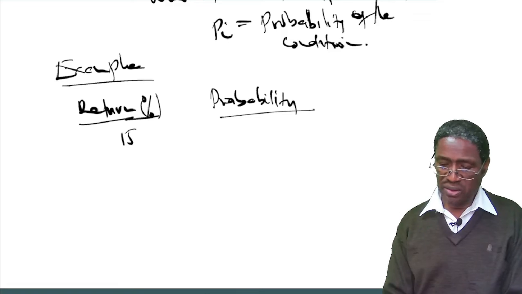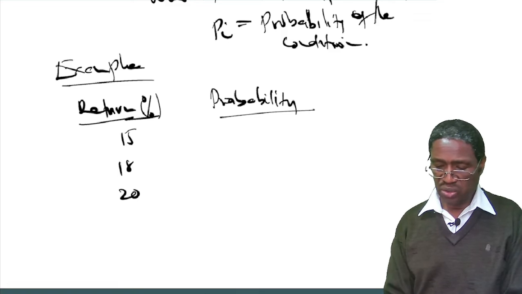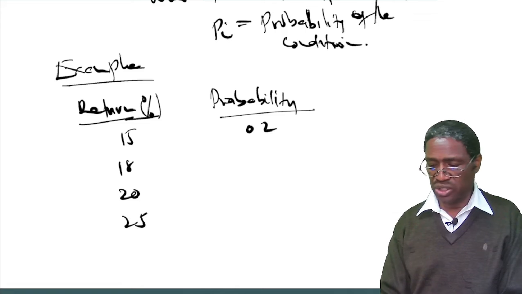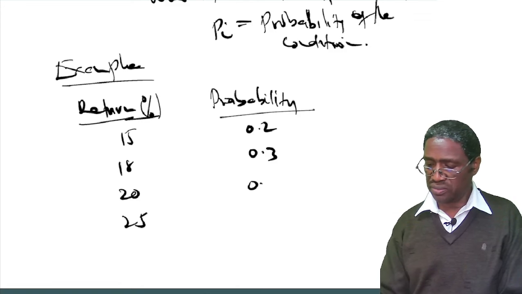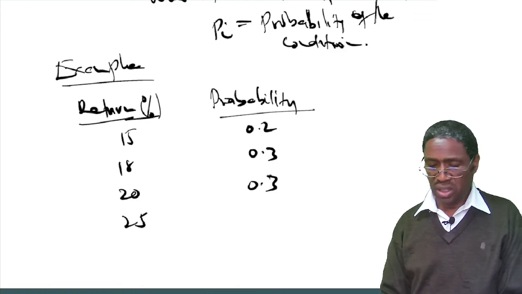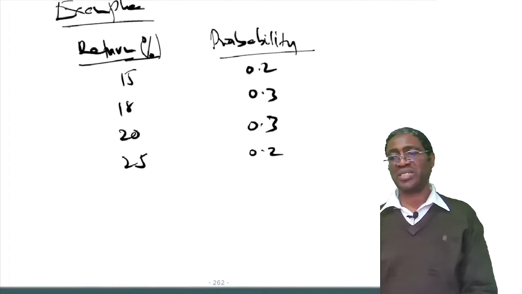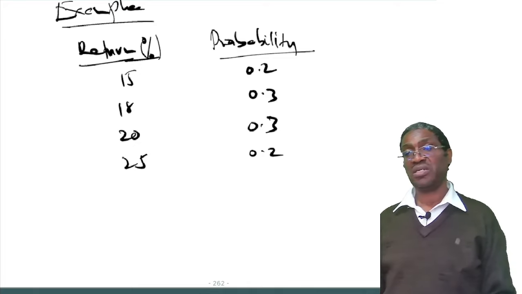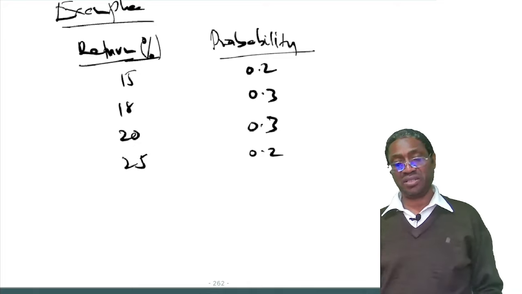We have 15, 18, 20, 25. The probability of 15 occurring is 0.2. The probability of 18 is 0.3. The probability of 20 is 0.3. And the probability of 25 is 0.2. We want to calculate the mean or the expected return. Good. That one I just do a table. Simple.